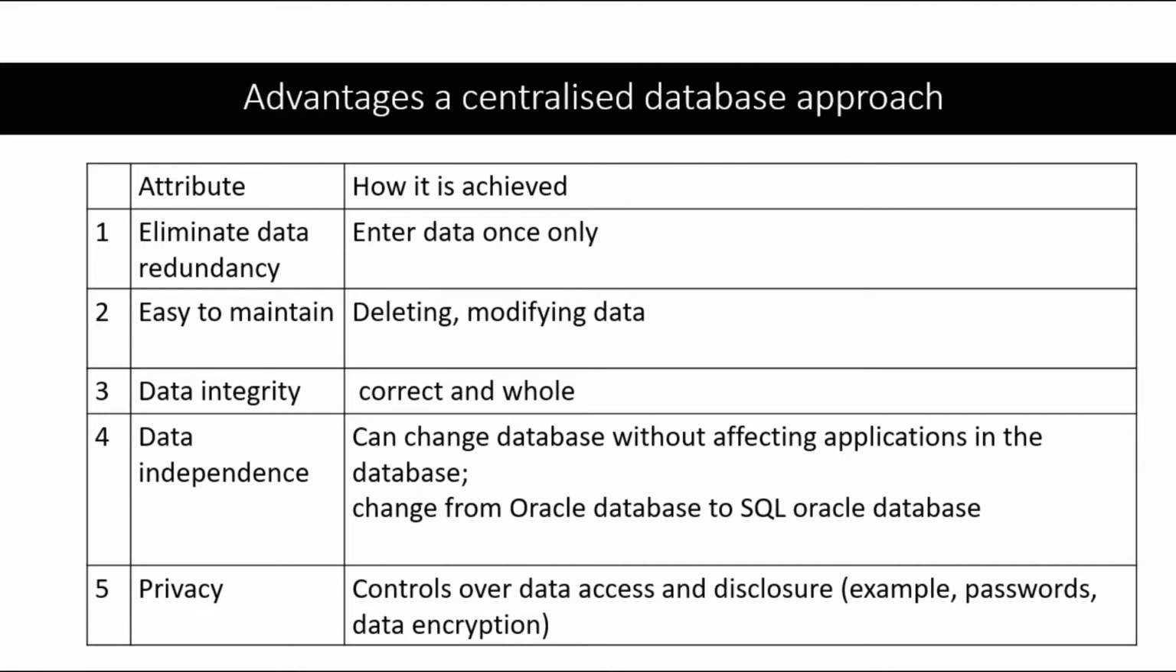Fifth is privacy. There's control over data access and disclosure. You can use various data encryptions and various passwords. Data could be encrypted using codes rather than actual data. We use a code to nominate that data, and therefore actual data is not released, but the code is released instead.